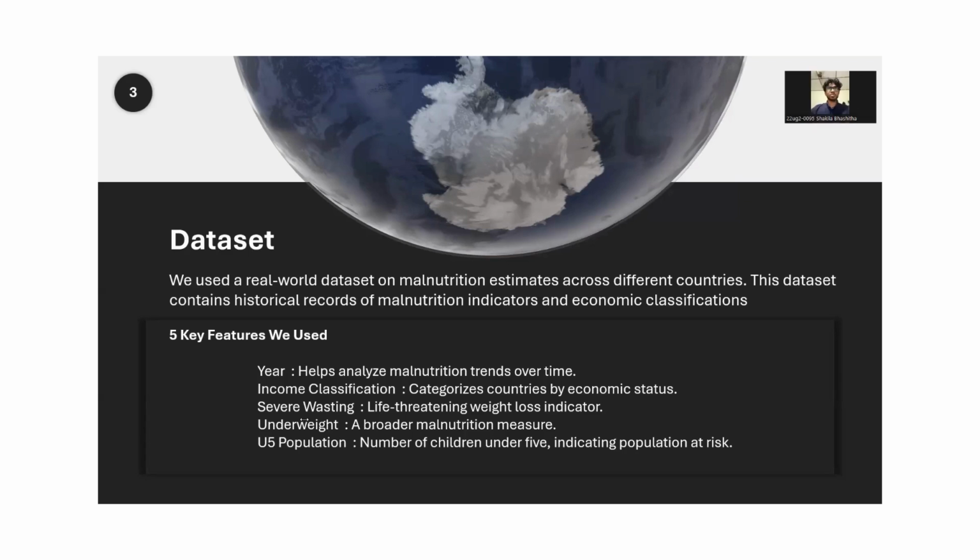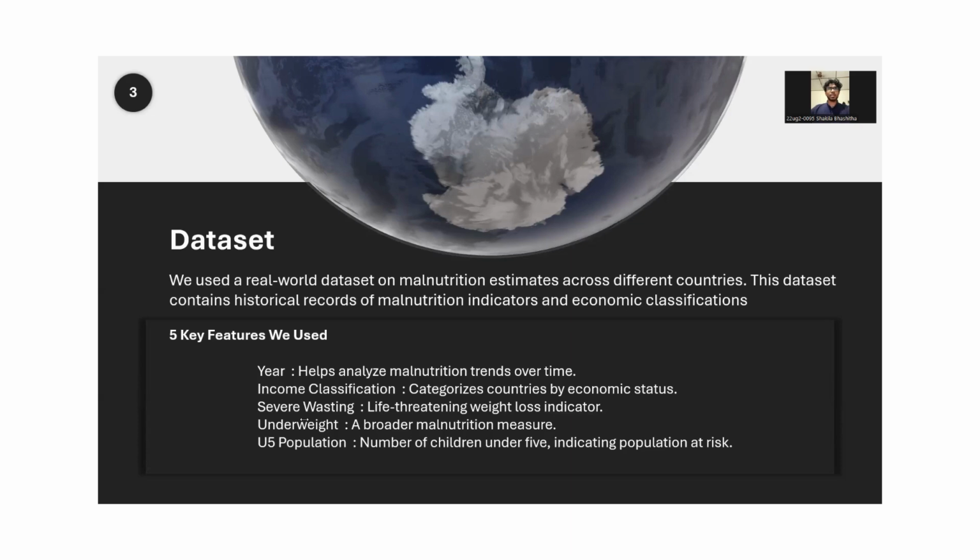For this project, we used a real-world dataset on malnutrition estimates. This dataset contains historical records of child malnutrition across different countries. Before we could use this data in our model, we had to clean up and pre-process it. Some values were missing, so we used a technique called median imputation to fill the gaps. We also converted categorical data like income classification into numerical values so that our machine learning algorithms could process them properly. There were many features in the dataset, but we focused on the five most important ones.